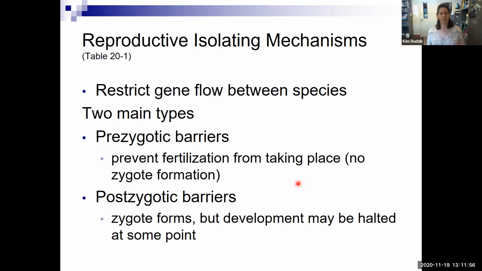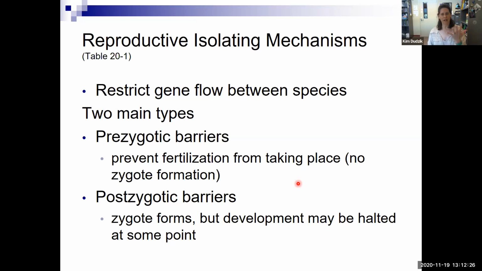If two individuals do mate and a zygote forms, then that's called a postzygotic barrier. The zygote forms, but then the development gets halted or the success of that individual gets halted. Either they die or they can't produce offspring. That's a postzygotic barrier. So again, 2 broad categories: prezygotic barrier and postzygotic barrier.